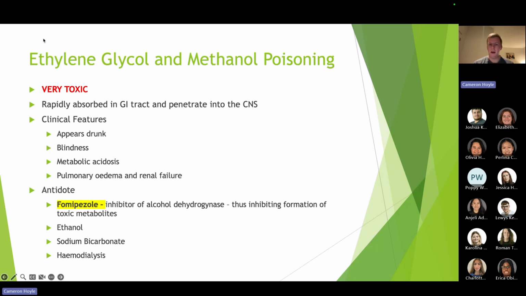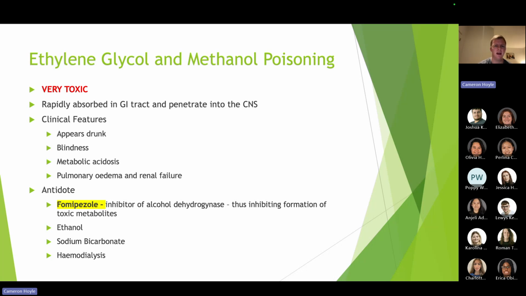The ethylene glycol and methanol poisoning. You'll have probably seen in the news a few months ago, there were some tourists in Thailand, I think it was, that got methanol poisoning, unfortunately, from poor quality alcohol that they'd purchased. It wasn't ethanol, it was methanol they were drinking. It's very, very, very toxic. Between 20 to 30 mils of methanol or ethylene glycol can be fatal. And it's very, very difficult to treat because it acts so fast.